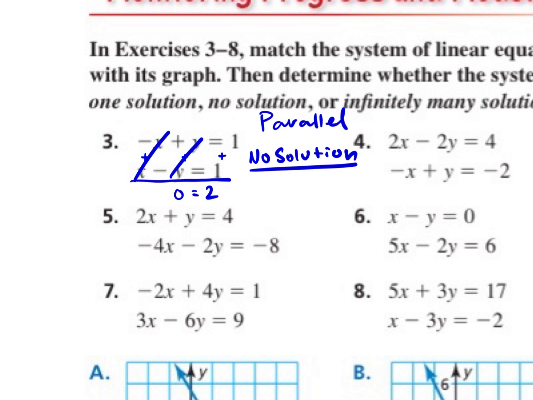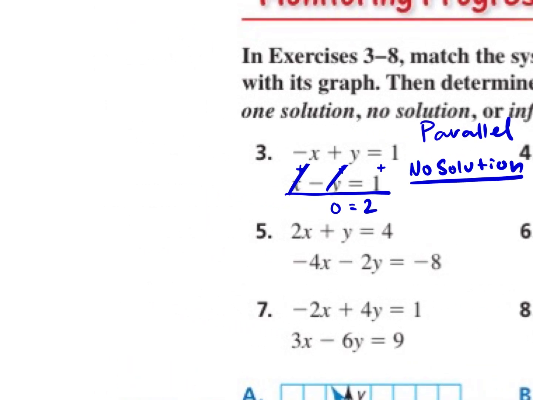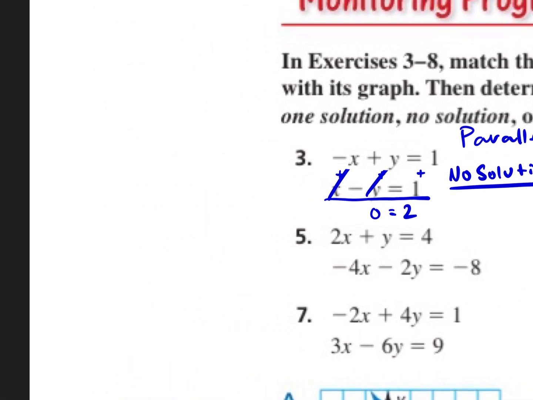So we need those two lines, but they're going to be parallel. There's a couple different ways that we can graph it. I think the way that we like doing it best is when it's in y equals mx plus b form, or slope-intercept form. So I'm going to take my equation, negative x plus y is equal to 1. How can I make this into y equals mx plus b? Got to move the x to the other side, so I'm going to add it to move it to the other side. So I have y is equal to x plus 1.